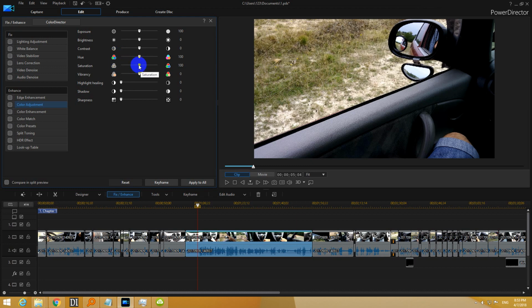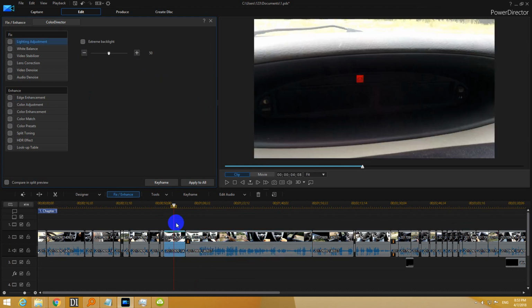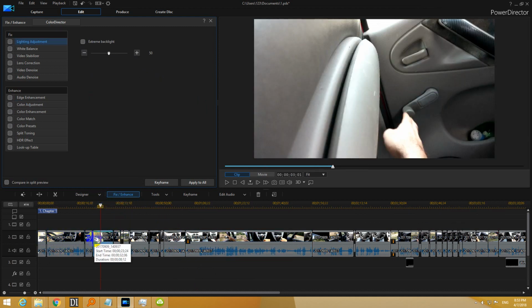have the saturation. Let's increase it to the maximum so that we can clearly see the difference. So the saturation was increased. Okay, and that effect is applied currently to only one clip. There's that orange eye symbol, and the rest of the clips don't have any adjustment yet, no eye symbol there.